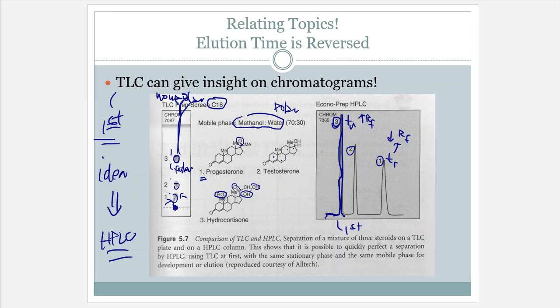In other words, if I injected this on an HPLC system that had a C18 column that used 70-30 methanol water, then it's going to take forever for it to come out of that column. And that's why it has a longer t sub R. A longer retention time is needed because it takes longer for it to come out of the column because it's interacting with the stationary phase even more.